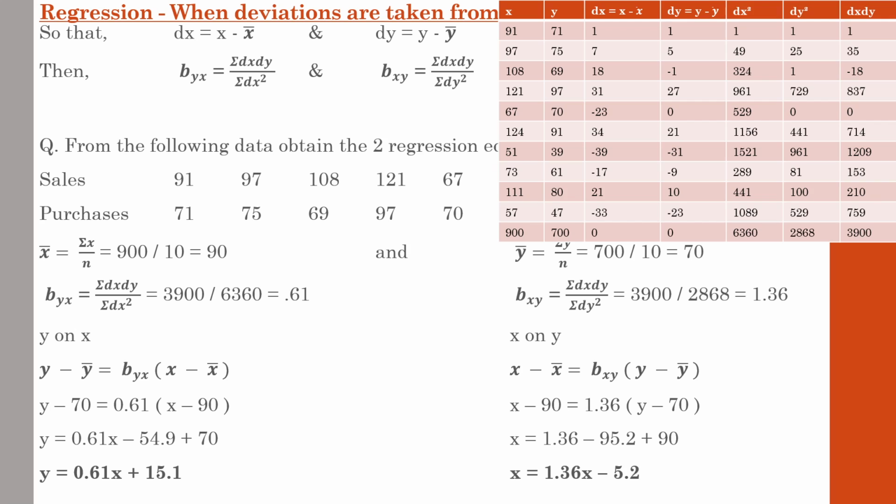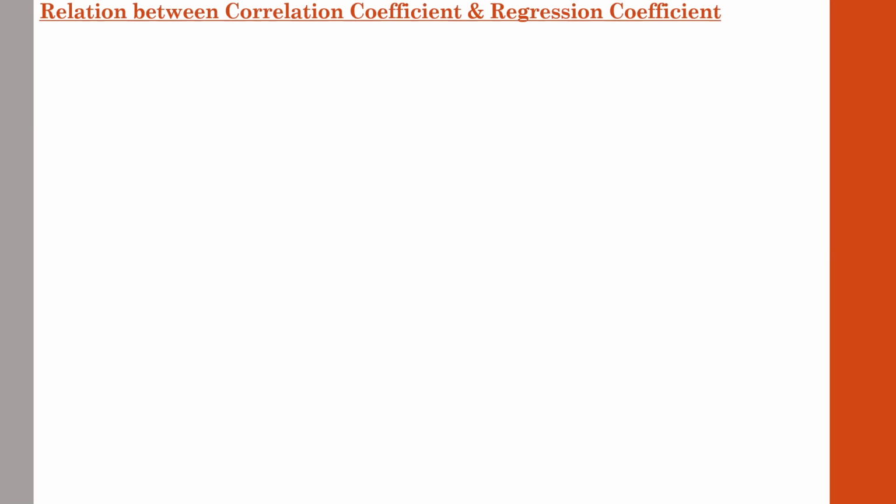Let us move on to the next one: the relation between correlation coefficient and regression coefficient. Till now we have learned what is meant by regression, what is meant by correlation, what is the equation for finding correlation, and how a regression case can be dealt with. So today we will learn the relationship between correlation and regression.